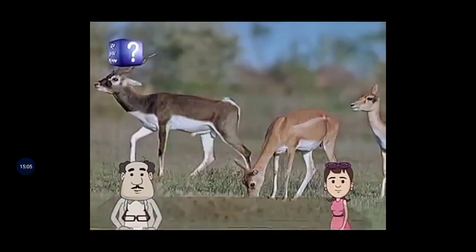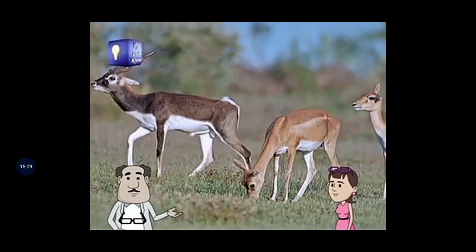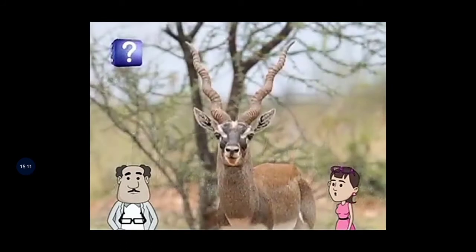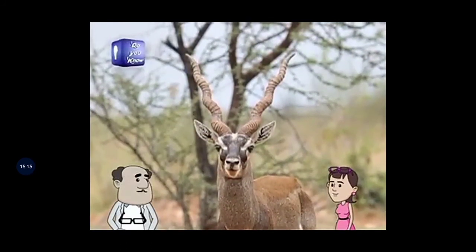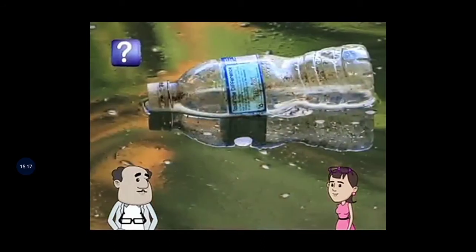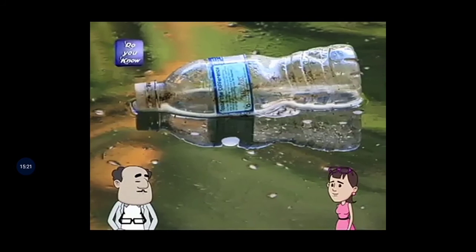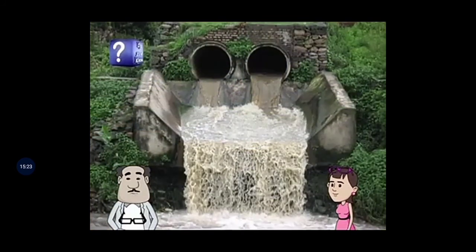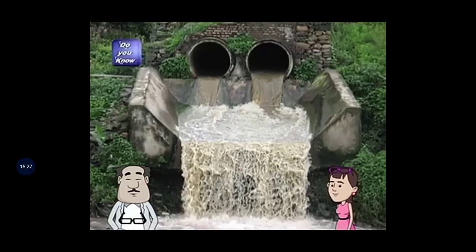Do you know that nearly 13 black bucks died and the lives of 73 other black bucks were in danger in the zoological park in a city? Oh, really? Why? Yes, and all because of consumption of polluted water. How did the water get polluted? The water got polluted because of the sewage discharged from the nearby drain.